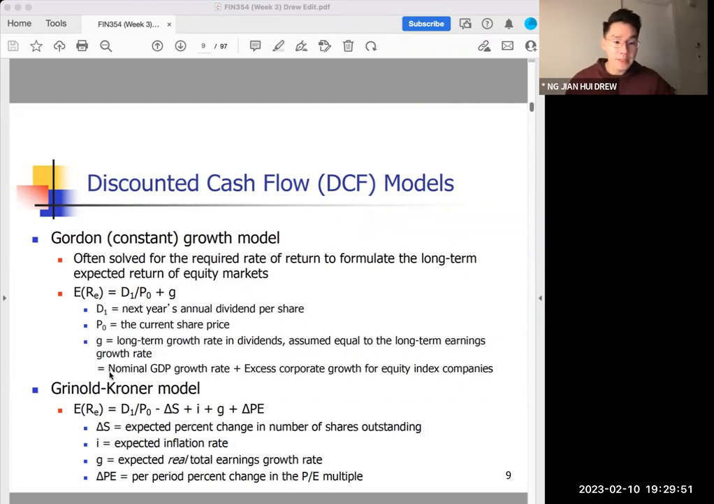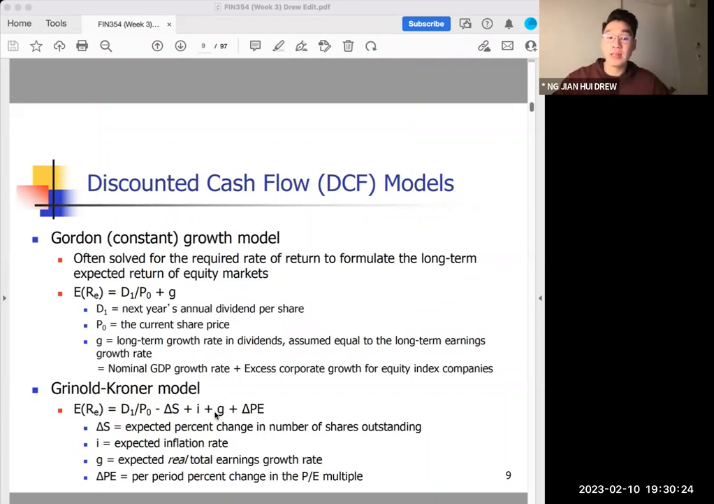So the Gordon growth formula is not new, but what is probably new is this other formula, the Grinold-Kroner formula. I think this is probably something new to everybody. This formula, at the same time, tries to formulate how you calculate the expected return on an equity. What is given is actually very similar to the Gordon growth: D1 divided by P0 plus g.